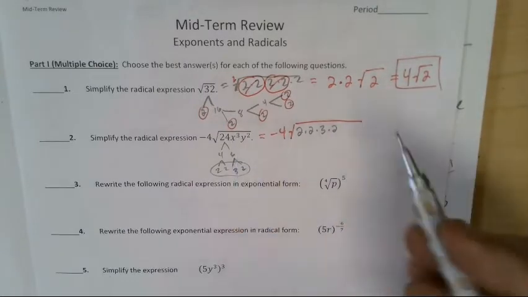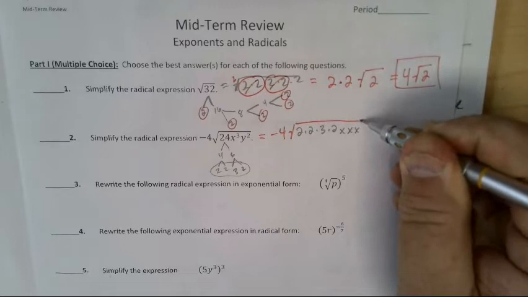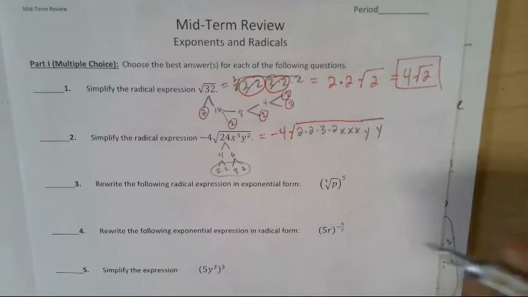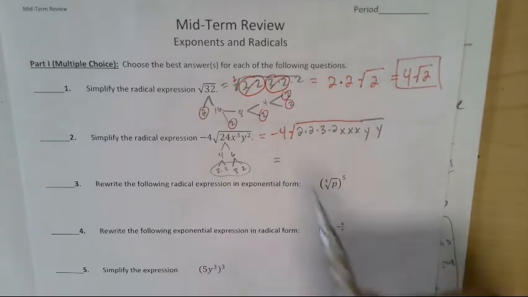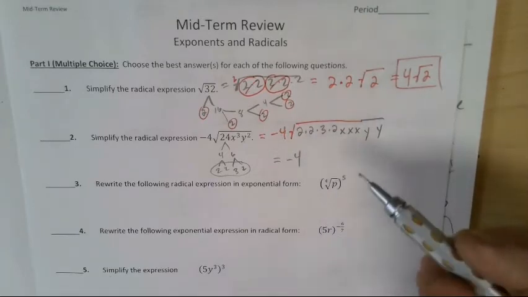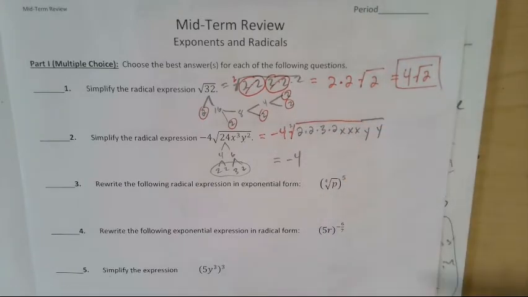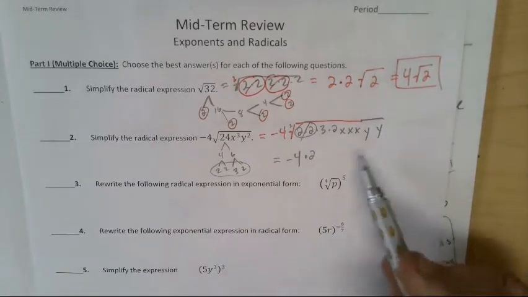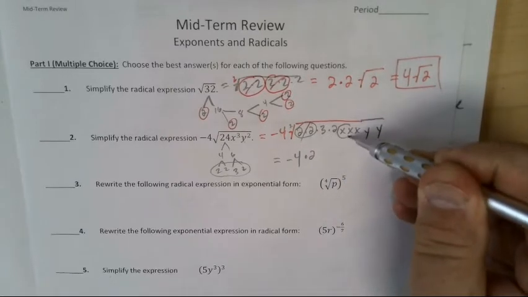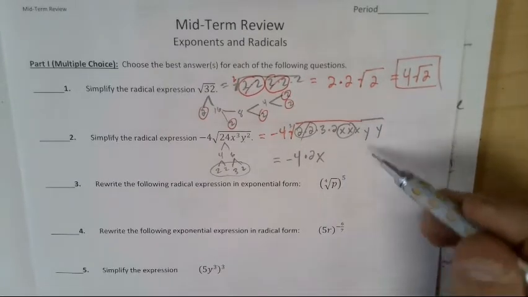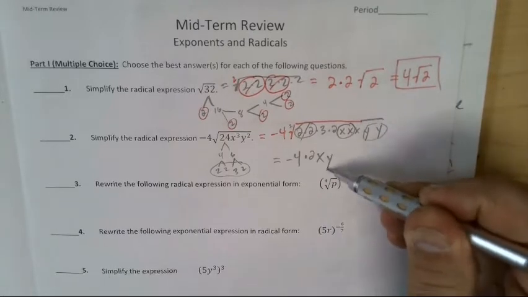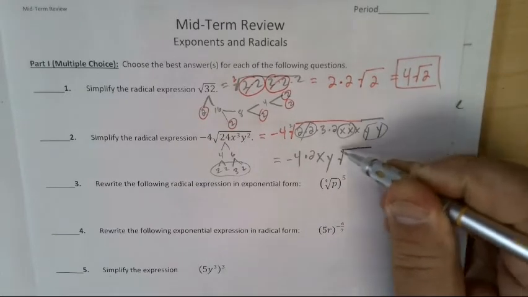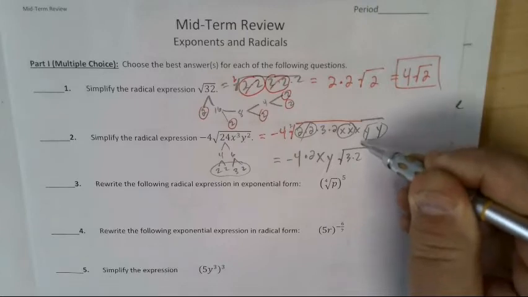And then I've got x cubed. That means I've got 1, 2, 3 x's and 2 y's. Okay. Now, the negative 4 is already on the outside, so it's still there. Now, the index is 2, so I'm looking for groups of 2. There's a group of 2, so I'm going to be able to pull a 2 out. That's gone. 3, 2. Here's a group of 2 x's, so I'll be able to pull an x out. Here's a group of 2 y's, so I'll be able to pull a y out. There are no other groups of 2 in here, so what's left underneath is 3 times 2 times the x there.